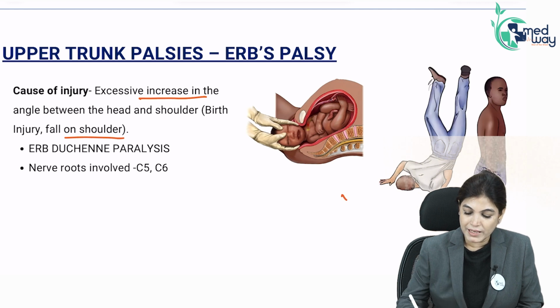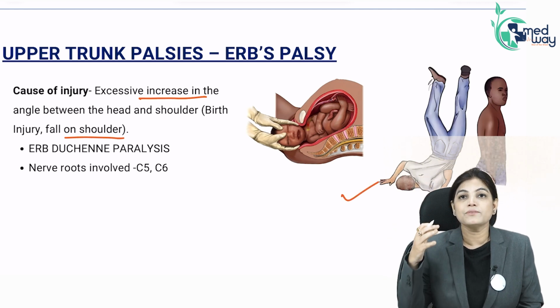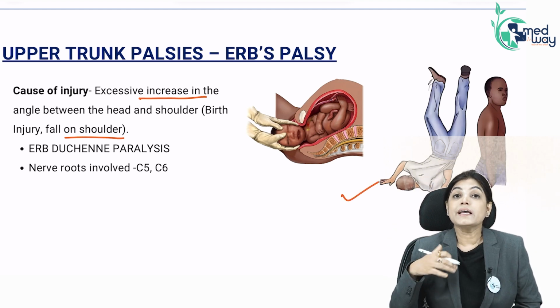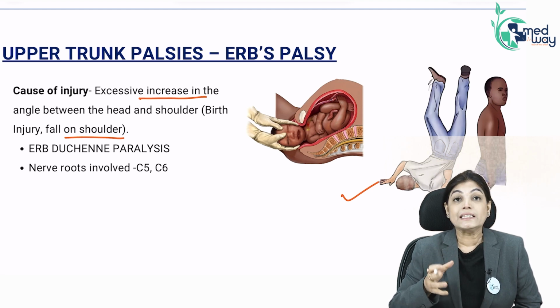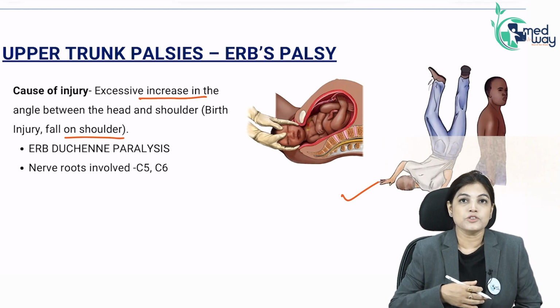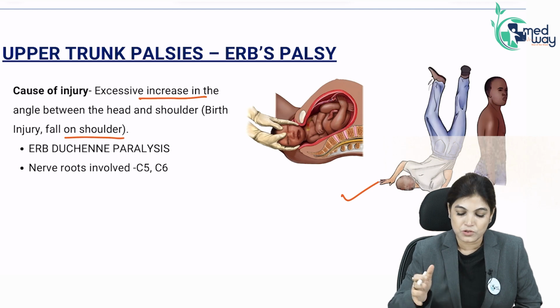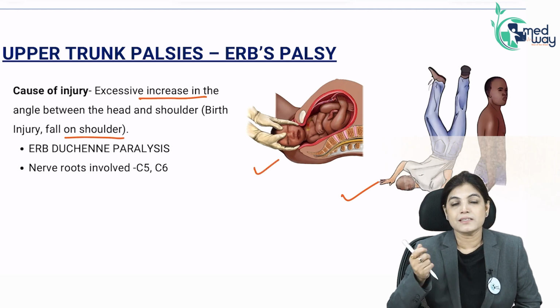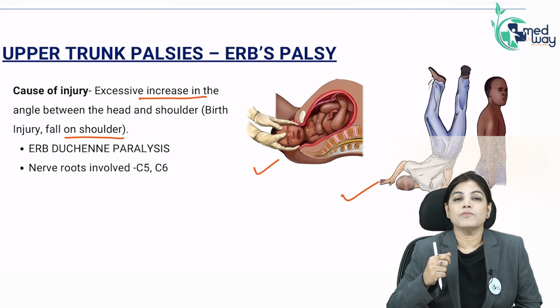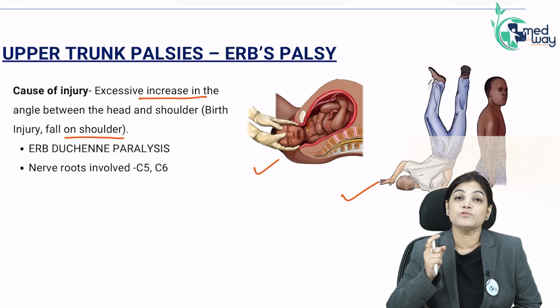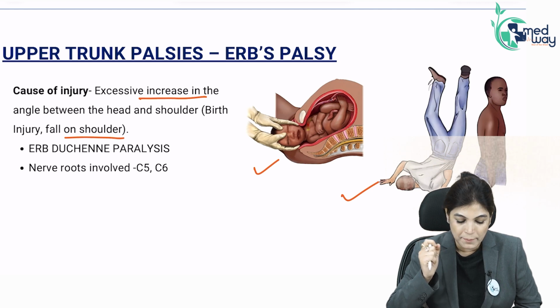You can see if somebody falls from a height and lands on the ground, he or she lands on the shoulder. That means there is an excessive increase in the angulation between head and the shoulder, leading to upper trunk brachial plexus injury. The other is if excessive traction is applied during vaginal delivery, there is excessive stretching of the angulation between the head and the shoulder. That is another reason in which upper trunk brachial plexus injuries can happen.